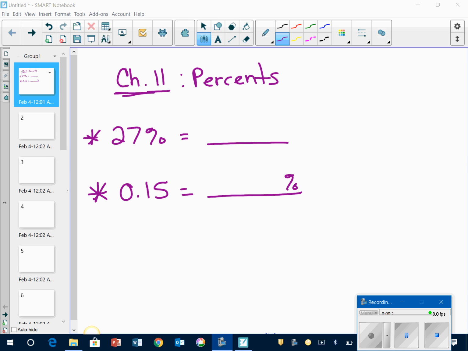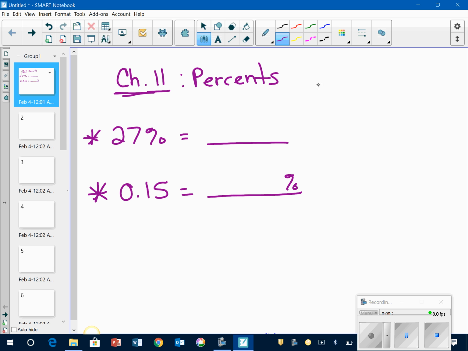So the term percent means parts per 100. Or you can say out of 100. The percent symbol, of course, can be used as a way to write a fraction with a common denominator of 100. So you can write percents as decimals by moving the decimal point 2 places to the left.